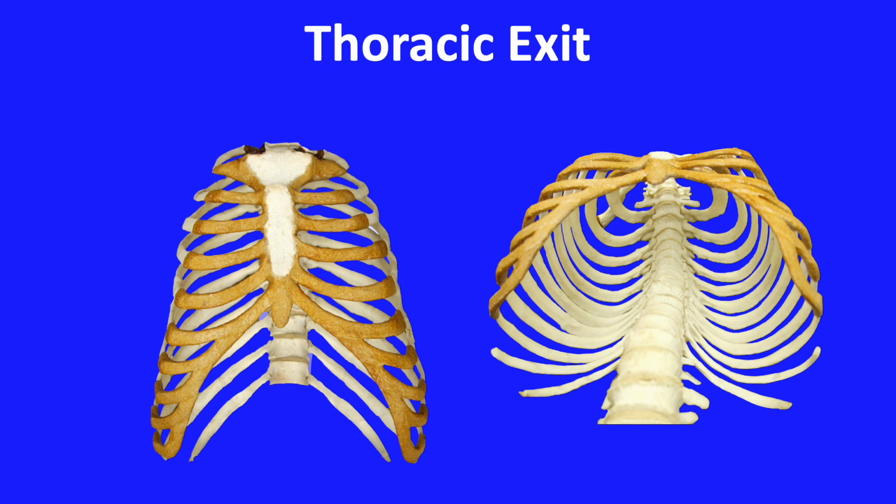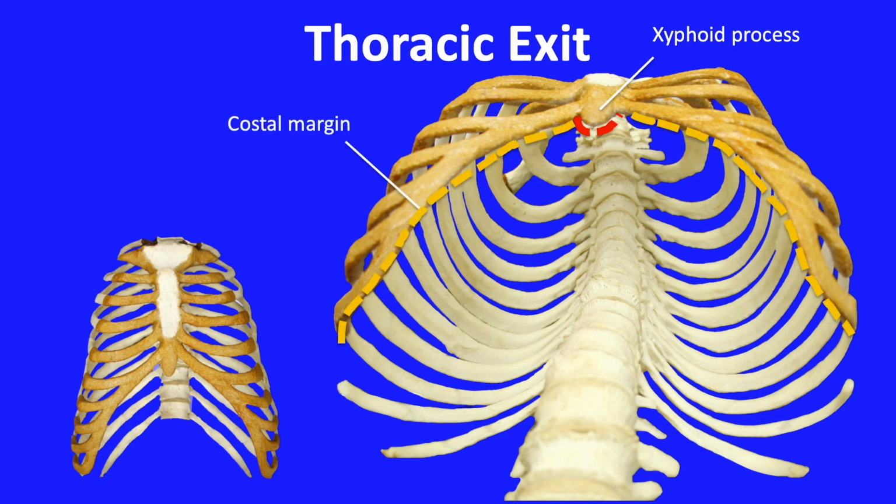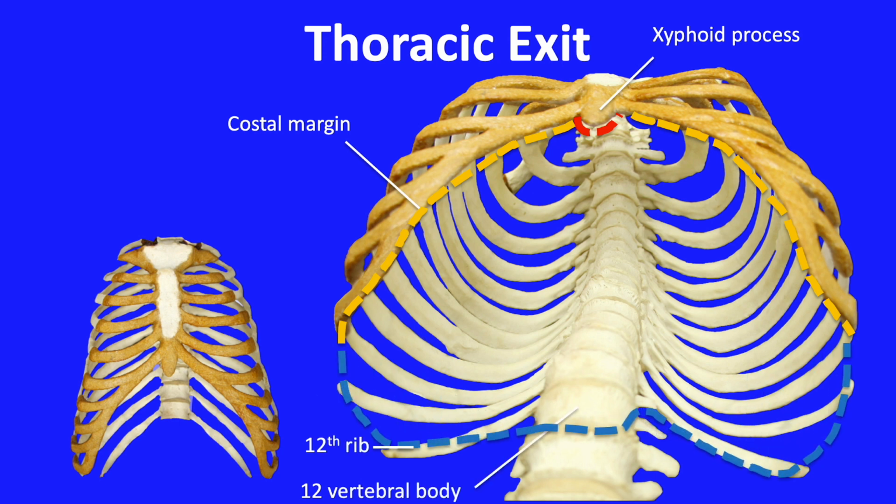Let me now show you the thoracic exit. Again, on the left is the anterior view of the thoracic cage, and on the right, the inferior view. The arrow indicates the much wider diameter of the exit than that of the entryway. The margins consist of the xiphoid process anteriorly, the costal margin inferolaterally, and the 12th rib and the 12th vertebral body posteriorly.